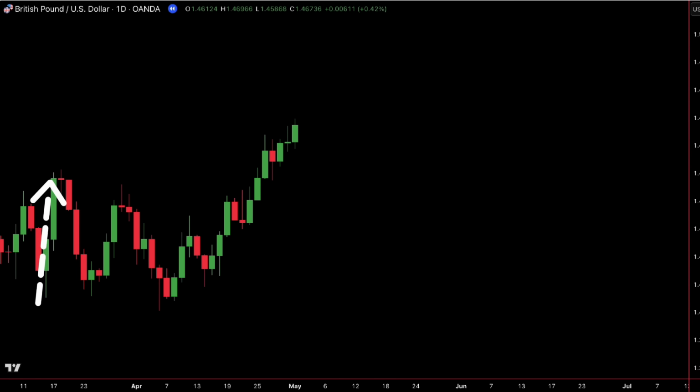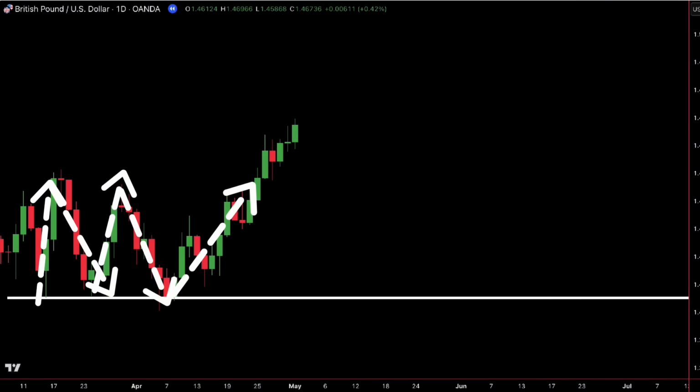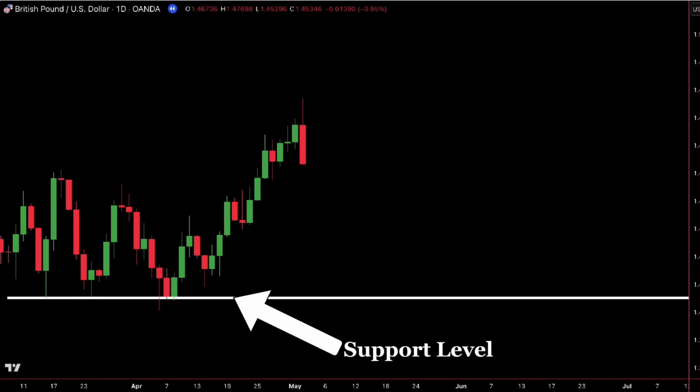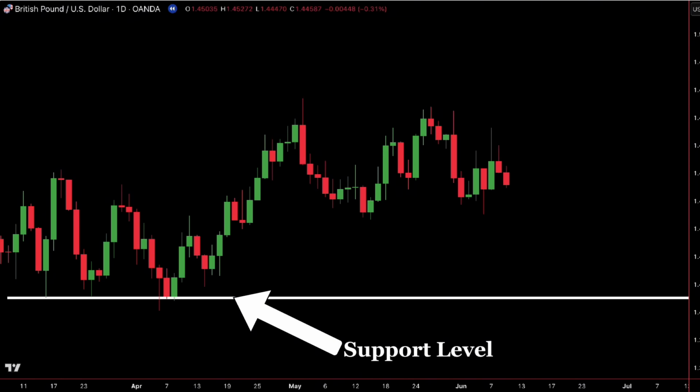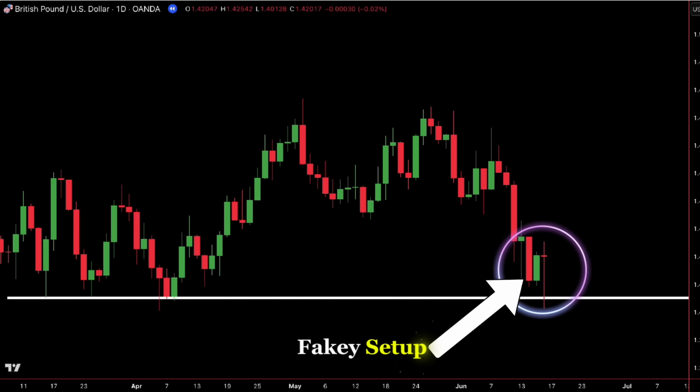Look at this chart. You can see the market hits the level and reverses, pulls back, hits it again and reverses, then pulls back once more, hits it a third time and reverses. Now we have a clear support level forming. Price pulls back again. And this time, we get a fakey setup, a textbook smart money trap.